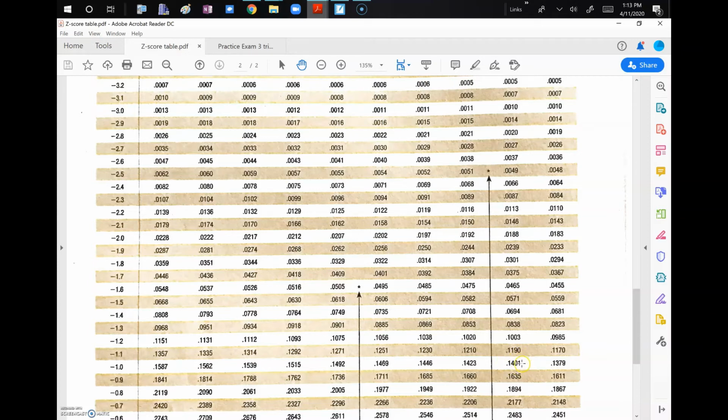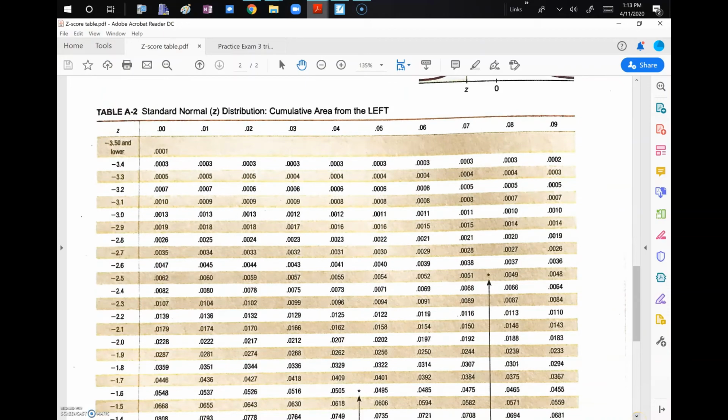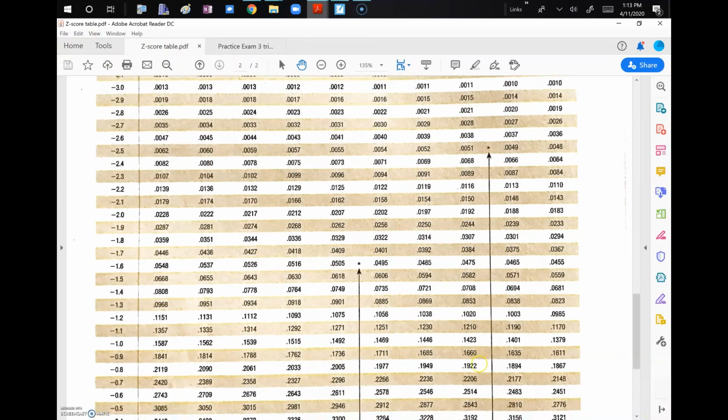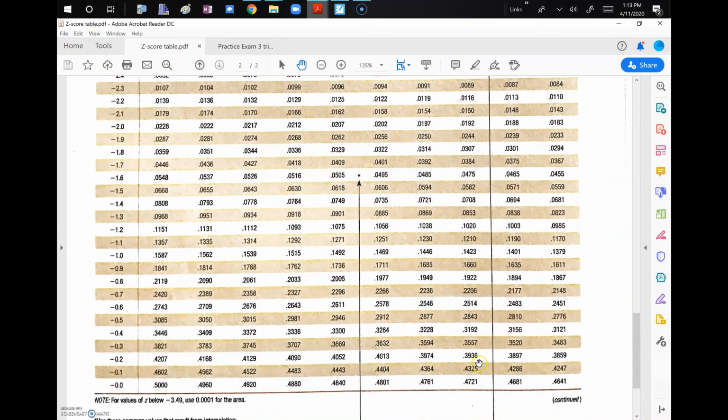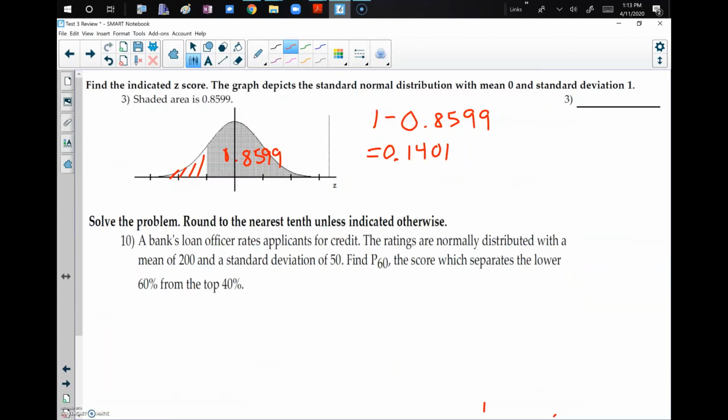So here we were fortunate. It's actually exact. So if I look at my row, it's negative 1.0. And then I need to look up at my column. So it's the second column from the right, which we can see is 8. So looking at my row again, 1.08 is going to be my z-score number. And that was negative.